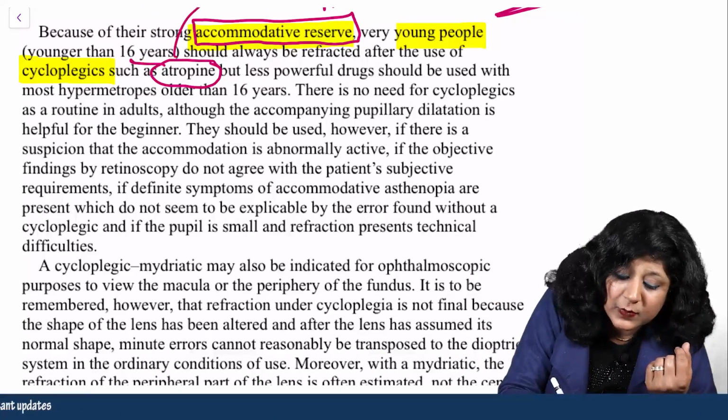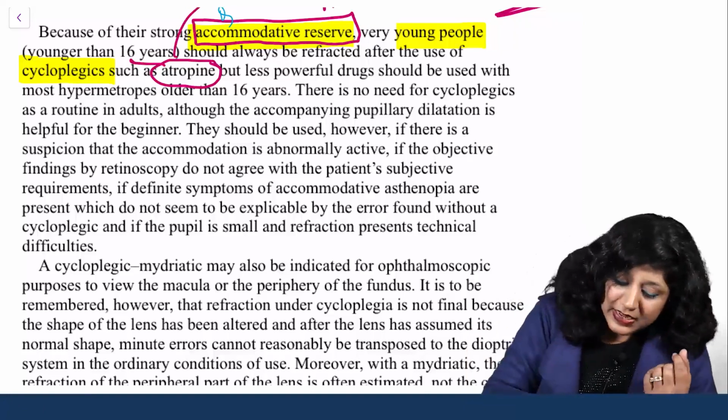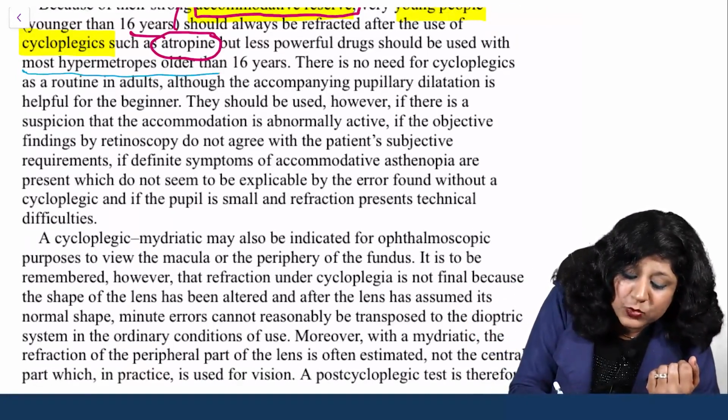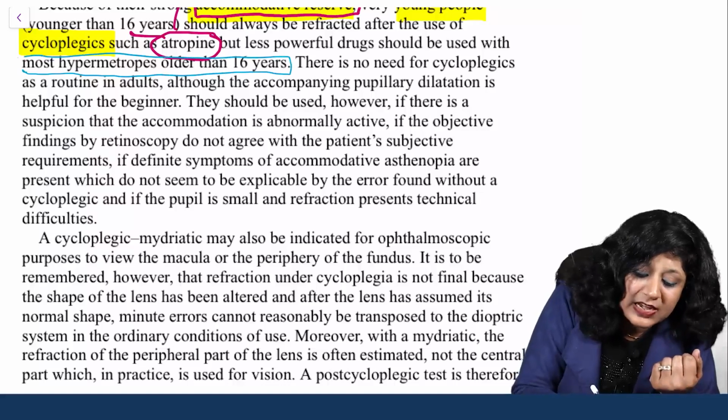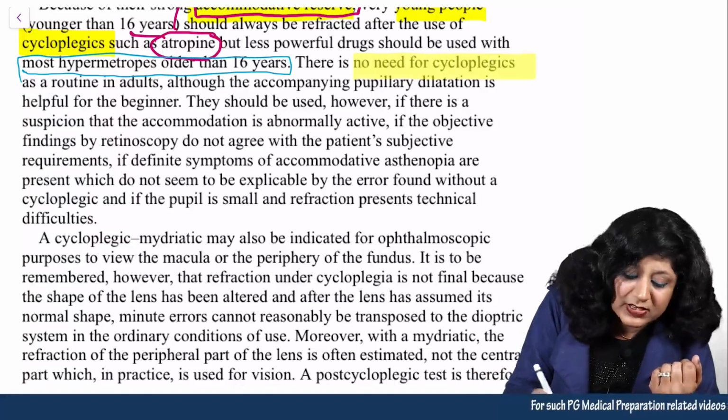So less than 16 years, we are using atropine, and that is why, if you remember, we always get this question: what is the strongest mydriatic and cycloplegic? That will be atropine. Atropine should be used, and with most hypermetropes older than 16 years, we have to use the lesser one, which is less powerful. Okay, there is no need for cycloplegics in the adults.